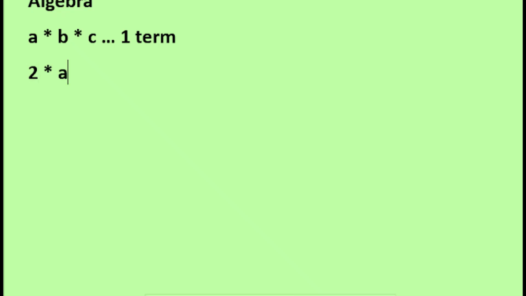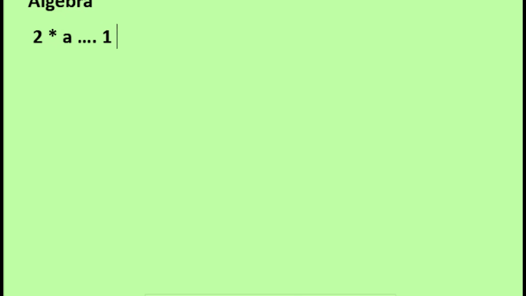2 into a plus 3 into b. How many terms? Tell me. Two terms. 2 into a is one term, 3 into b is one term. So only 2 terms. Don't count the multiplication sign. a by b, only 1 term. Division is not counted. 1 term. Like 2 into a, how many terms? One term.